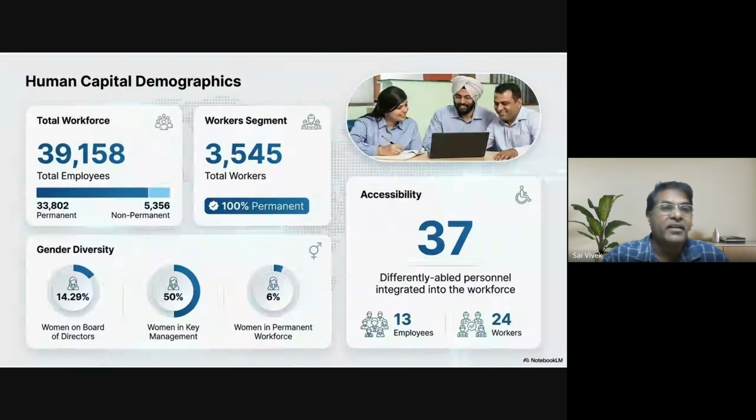We have already discussed this in the earlier report. So human capital and demographics also, we saw the total workforce is 39,000 odd employees, whereas some are permanent and others are non-permanent. Worker segment is given here. Gender diversity is given here. Differently abled employees' numbers are given here.